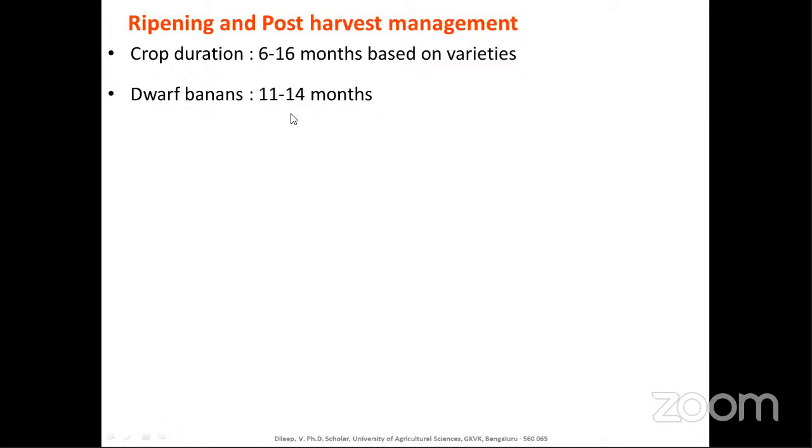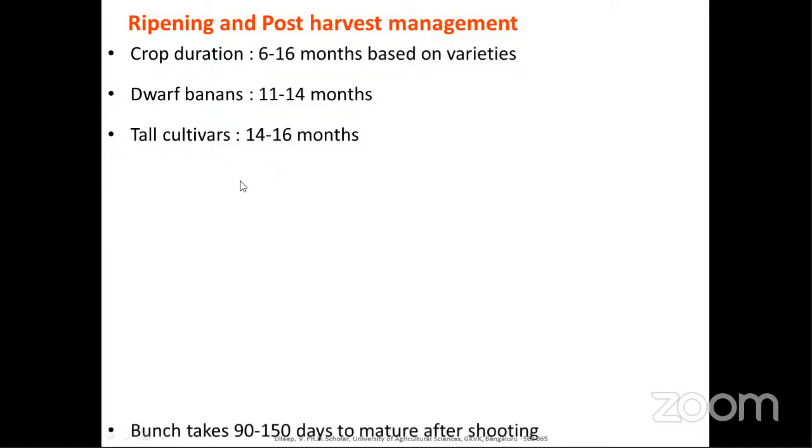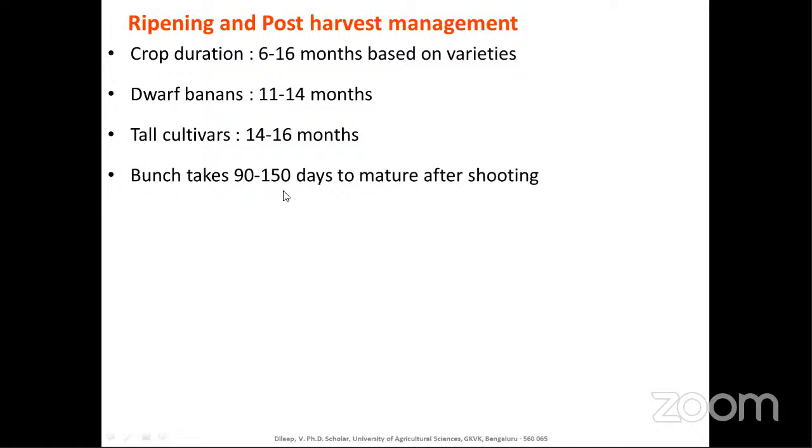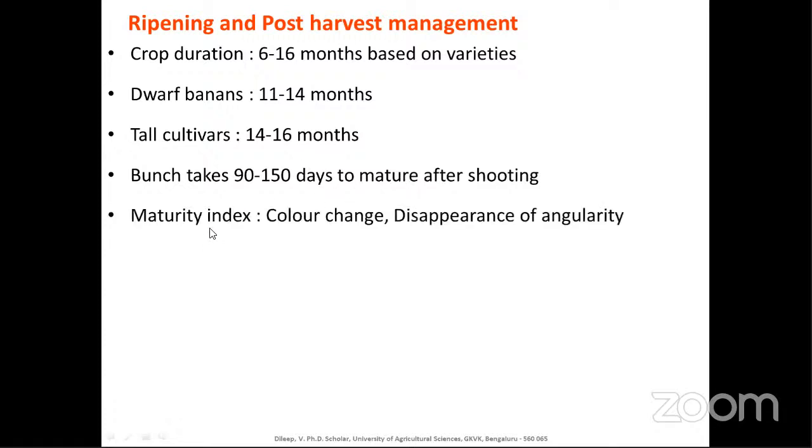Dwarf bananas will be ready at 11 to 14 months, and tall cultivars a little more than that, 14 to 16 months. And the bunch takes almost 90 to 150 days, so almost 3 to 3.5 months or 4 months based on varieties to mature after shooting. Okay. And also maturity index.